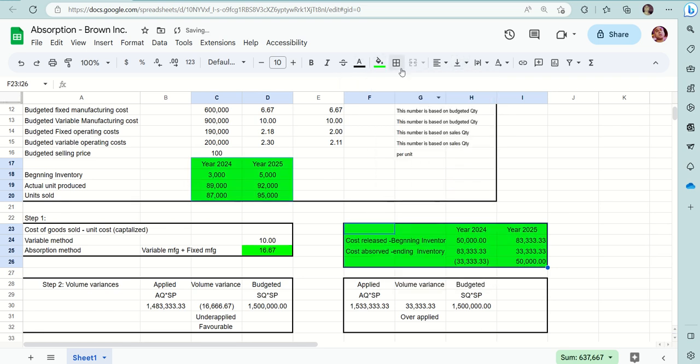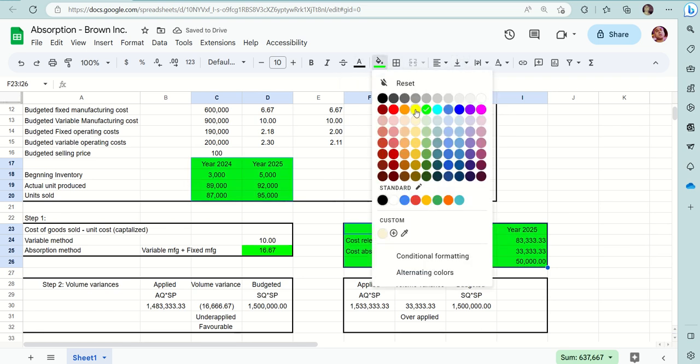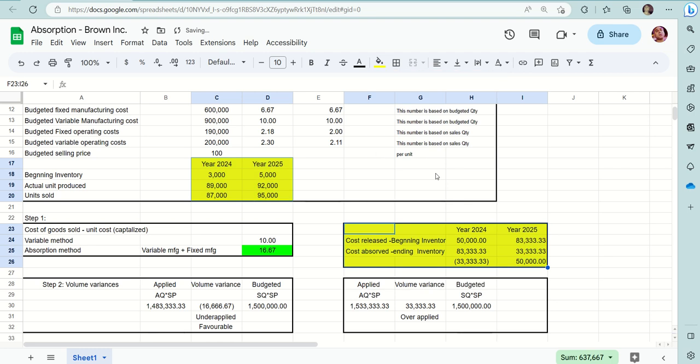Highlighted in green. Perhaps you can change that to yellow. Highlighted in yellow. The cost released comes from the beginning inventory, and cost absorbed from the ending inventory. The variable method we are going to show you in a few seconds does not deal with cost released and cost absorbed.